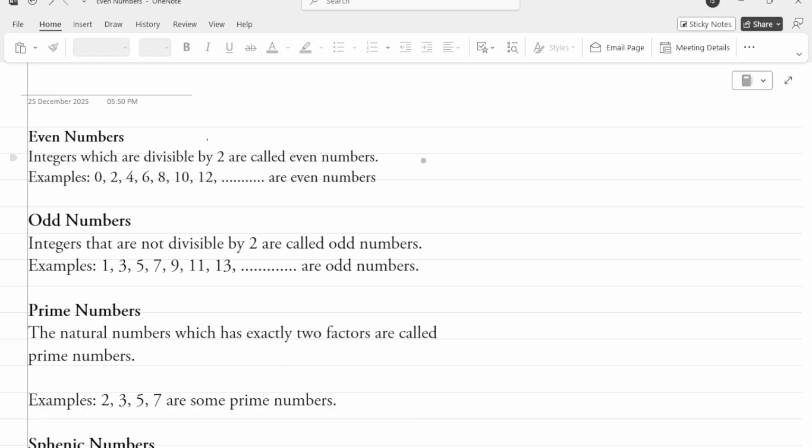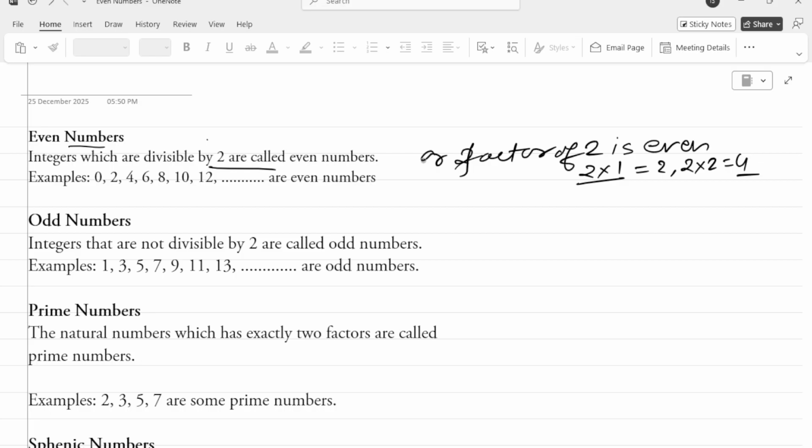Here is the part: even numbers. What are even numbers? Even integers that are divisible by 2, or that are a factor of 2, are called even numbers. For example, 2 into 1, what do we get? 2. 2 into 2, 4. That is an even number. Numbers that are divisible by 2 or a factor of 2, we call even numbers.